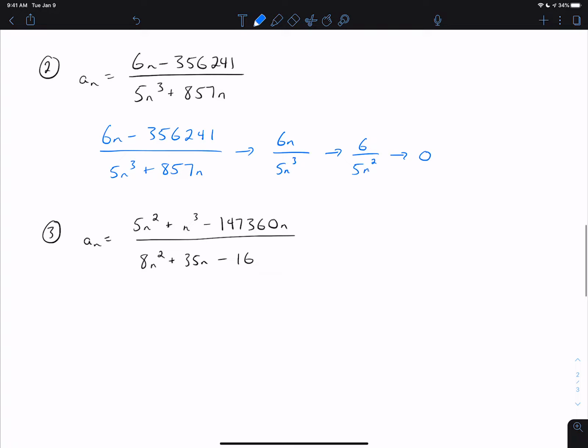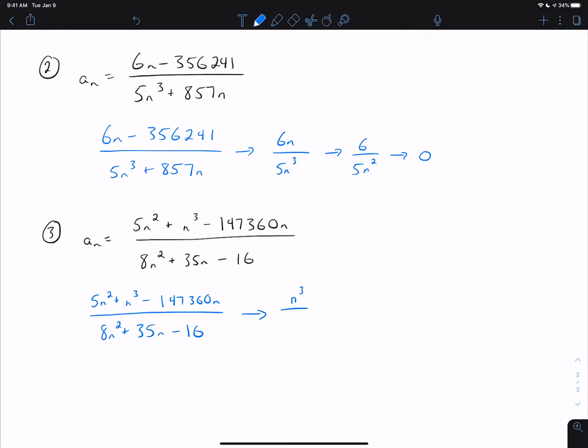Okay, so when we look at this problem, we take the entire expression, 5n squared plus n to the third minus 147,360n over 8n squared plus 35n minus 16. If we look at the numerator, n to the third kind of dominates the other two terms. So as n approaches infinity, n to the third is so much bigger than the other two terms that the other two terms don't affect the limit as n goes to infinity.